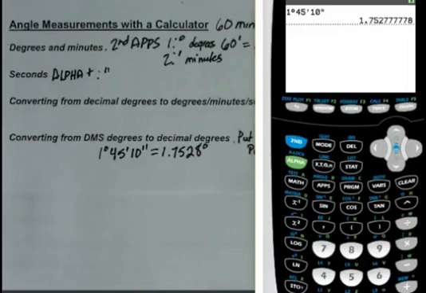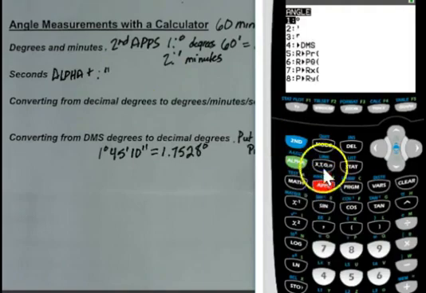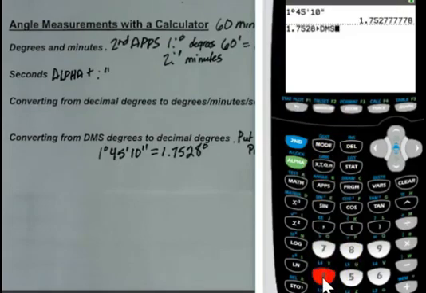Now going the other way, if we want to convert from decimal degrees to DMS, or degrees, minutes, seconds notation, then what we would do is put in the decimal value. So for example, if we wanted to take this one and convert it back to our DMS notation, we would enter our decimal value. Then we would go back to that angle menu. So second and apps. Notice number 4 on here has an arrow and DMS. That means it's going to convert it back to DMS notation.